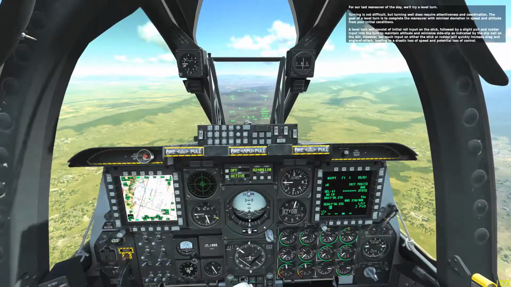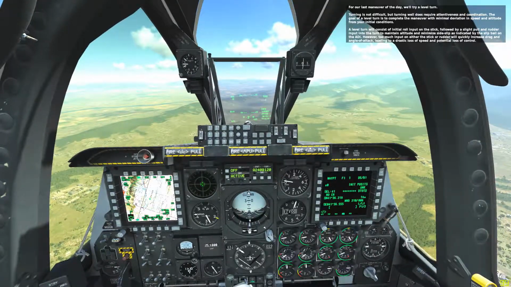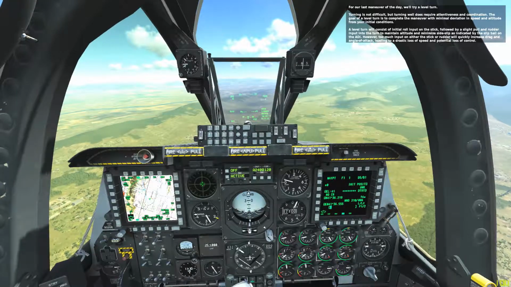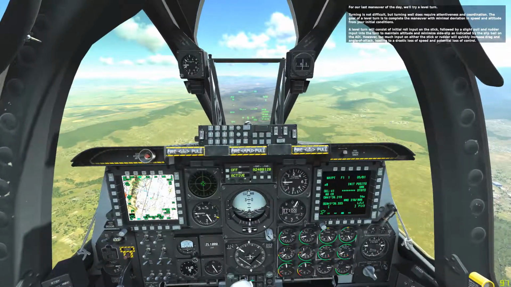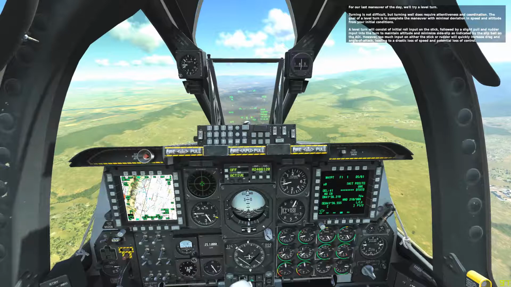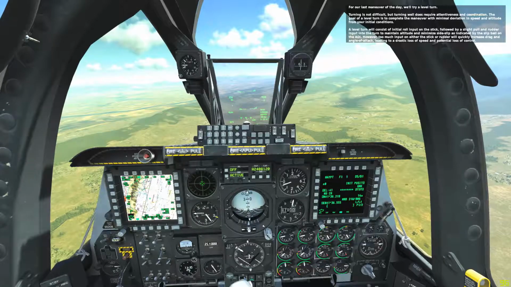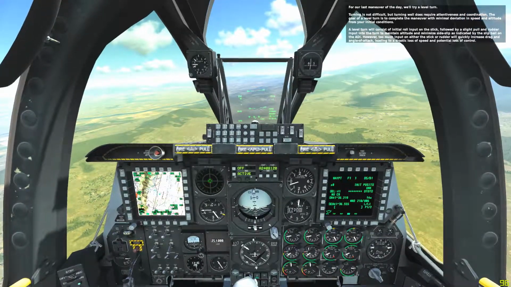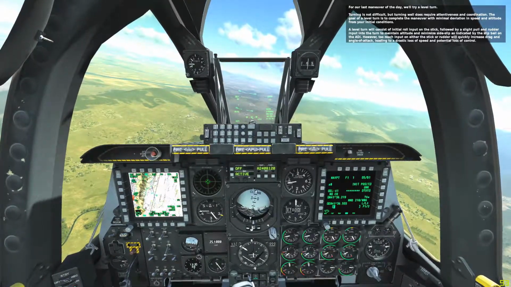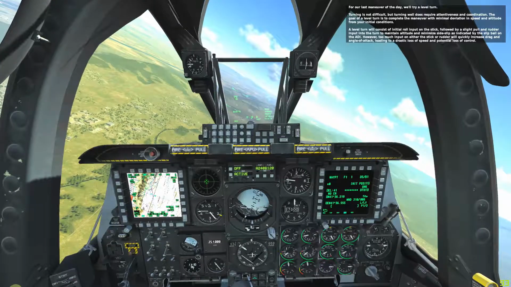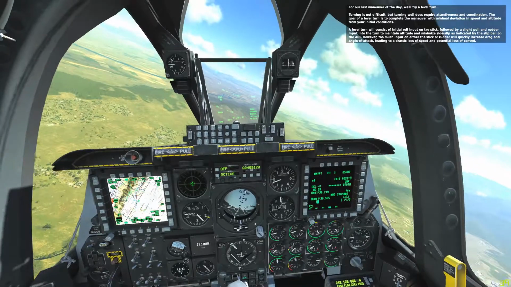For our last maneuver of the day, we'll try a level turn. Turning is not difficult, but turning well does require attentiveness and coordination. The goal of a level turn is to complete the maneuver with minimal deviation in speed and altitude from your initial conditions. A level turn will consist of initial roll input on the stick, followed by a slight pull, and rudder input into the turn to maintain altitude and minimize side slip as indicated by the slip ball on the ADI. However, too much input on either the stick or rudder will quickly increase drag and angle of attack, leading to a drastic loss of speed and potential loss of control.